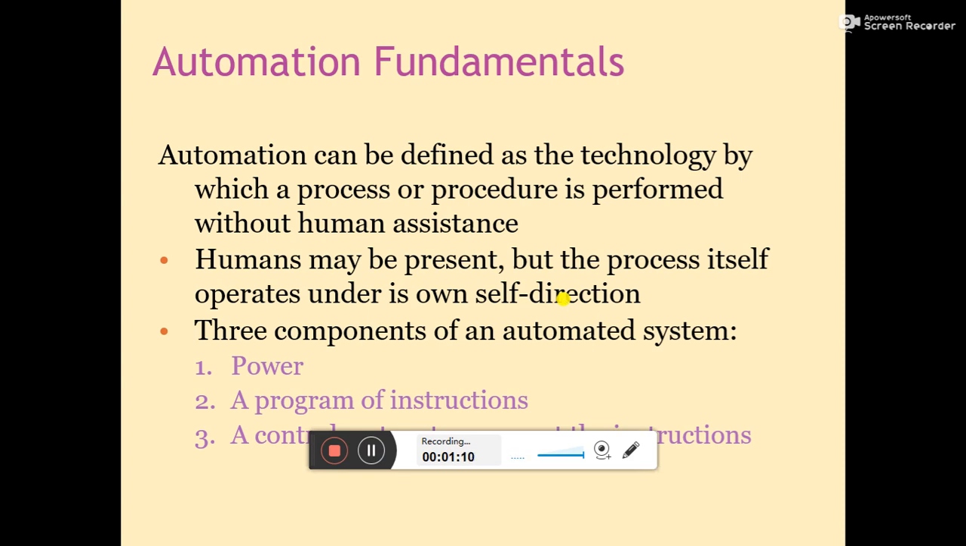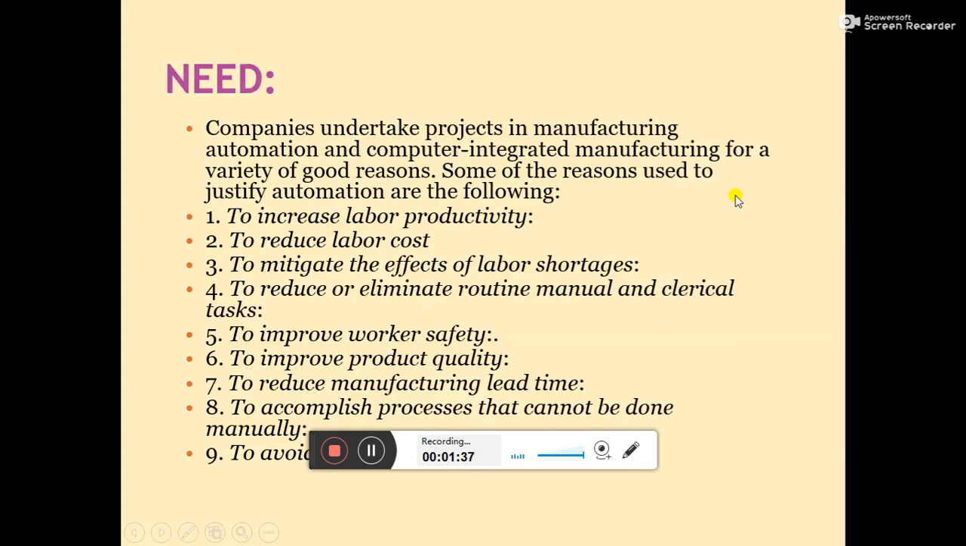That is, if any task completes itself without much human intervention, that process we normally call automation. There may be a need for human intervention, but it should be minimal. The process should be completed by itself, without much human intervention, or complete without human intervention, and then we will call it automation.